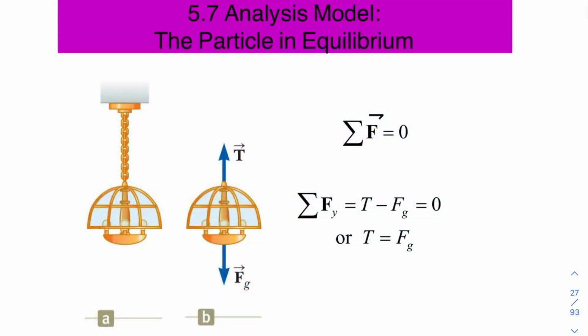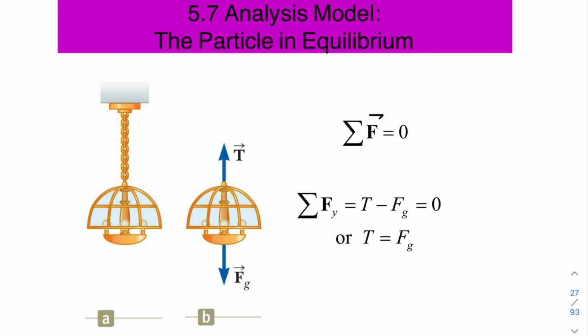Now let's proceed to 5.7, the analysis model, where we are going to consider the particle in equilibrium. The word equilibrium here means that it is in balance. When we have a concept of balance, it means that the net force on the system or the object that we are considering must be equivalent to zero. That is the meaning of equilibrium. So when we do the summation of the forces acting on our object, it must be equivalent to zero because it's balanced out.